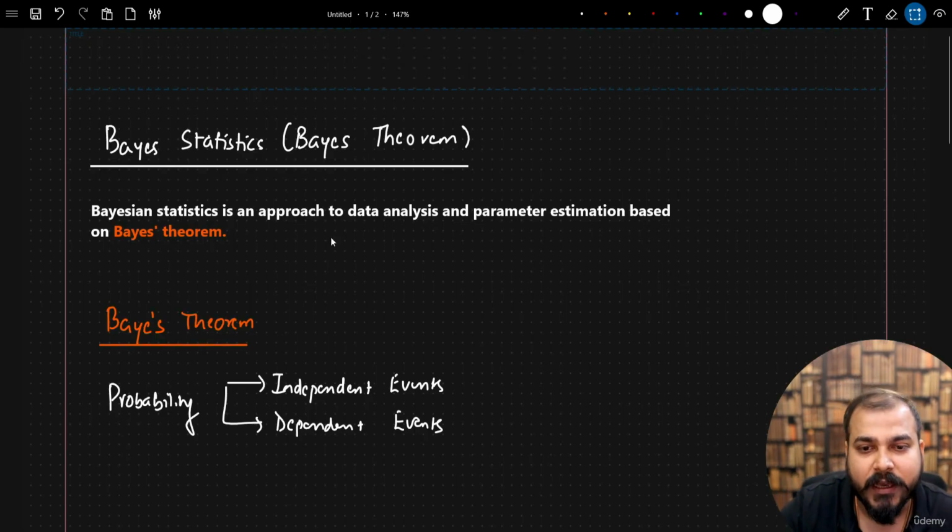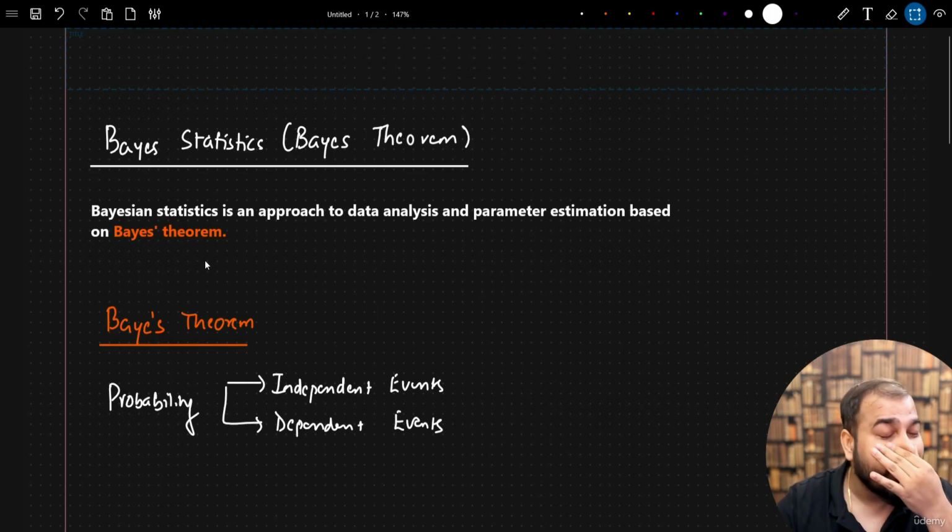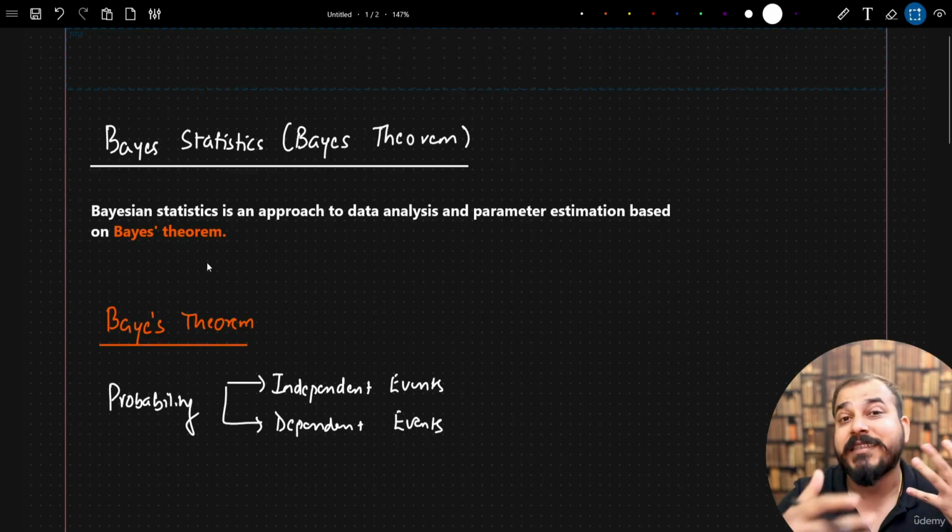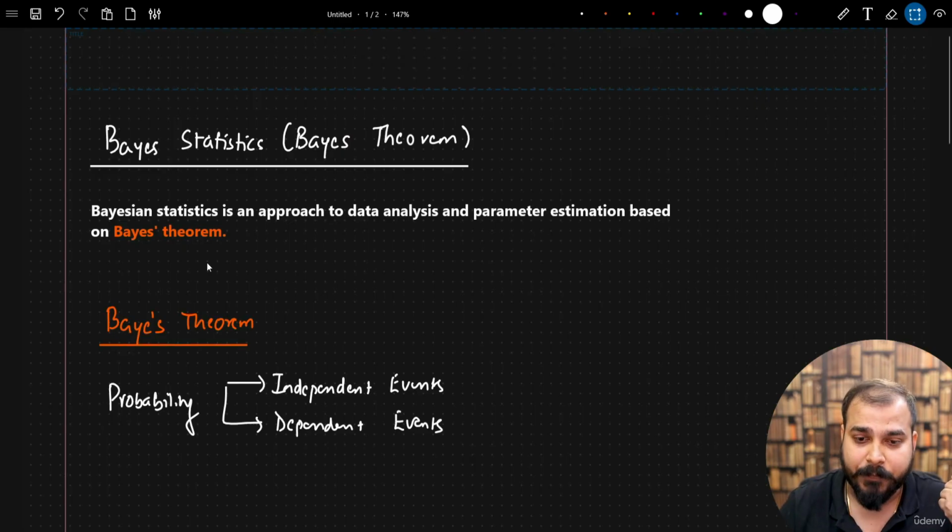So to begin with, over here is the definition. Bayesian statistics is an approach to data analysis and parameter estimation based on Bayes theorem. So with the help of Bayes theorem, we will try to do data analysis. We'll try to even estimate the population parameter over here. Okay. So let's go ahead and understand with many examples about Bayes theorem and all.